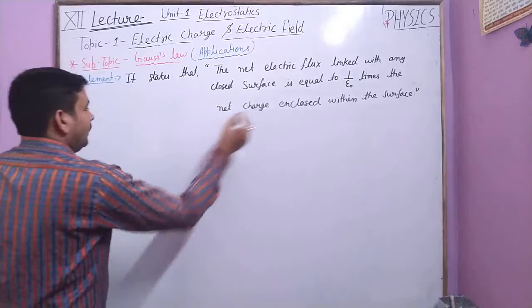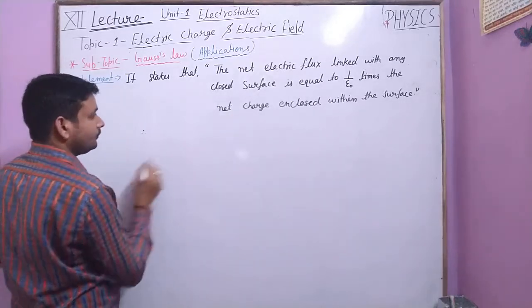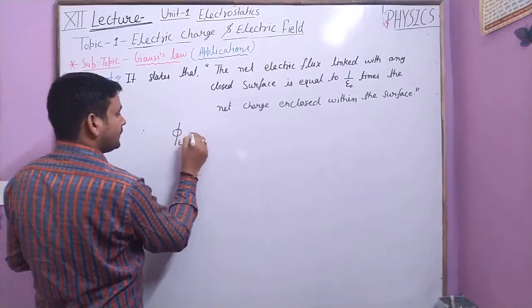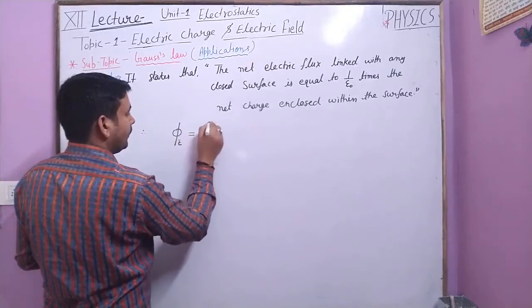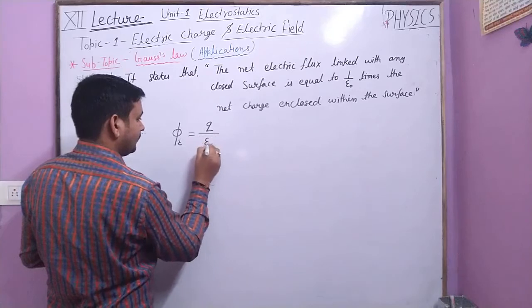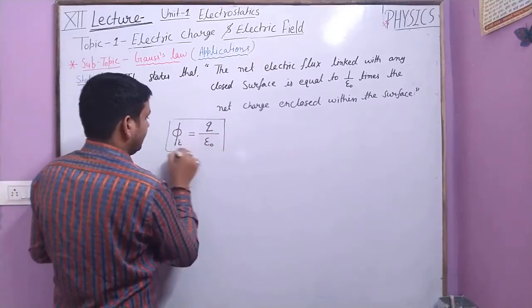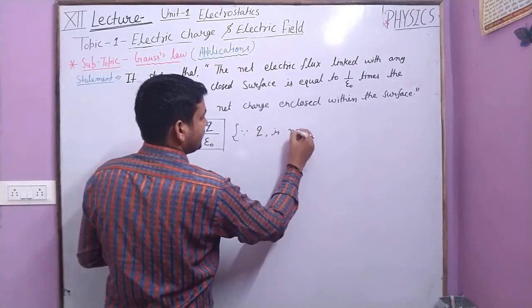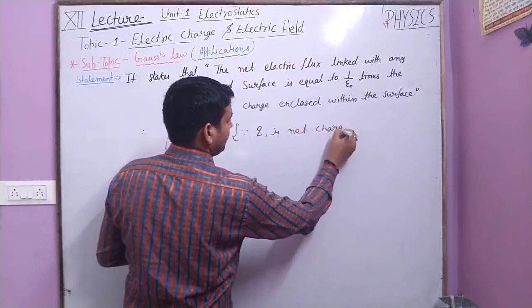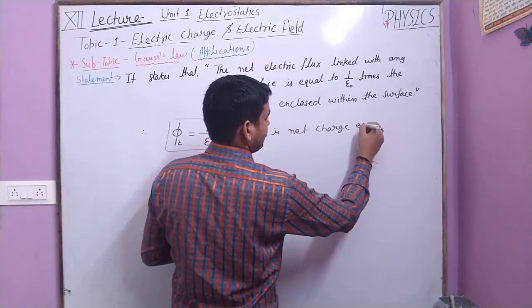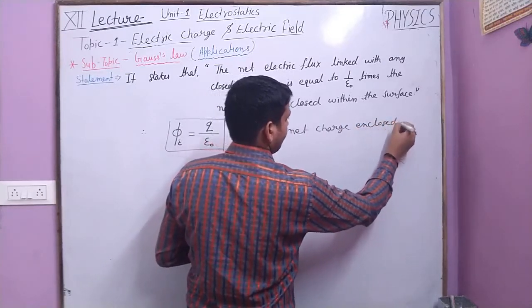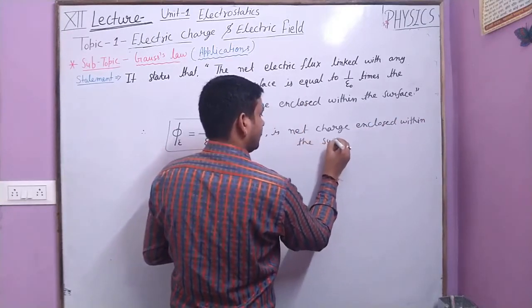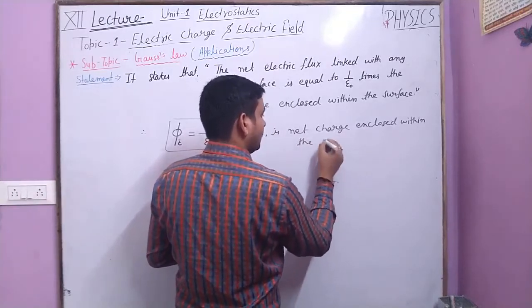Okay, therefore the net electric flux is equal to Q upon epsilon naught, where Q is the net charge enclosed within the given surface.